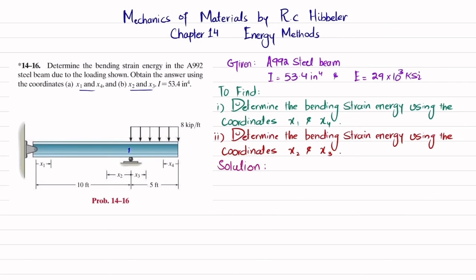Let this be your point B and this be your point A. So if you remove the roller support at point B, you will have a reaction force equal to RB, and that will be upward because this load is downward.